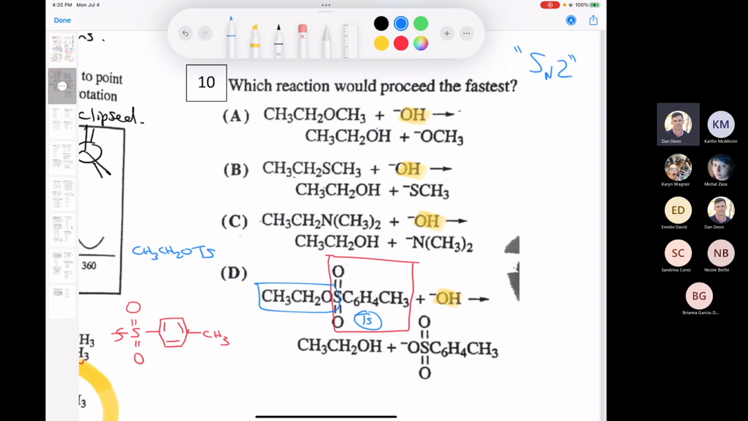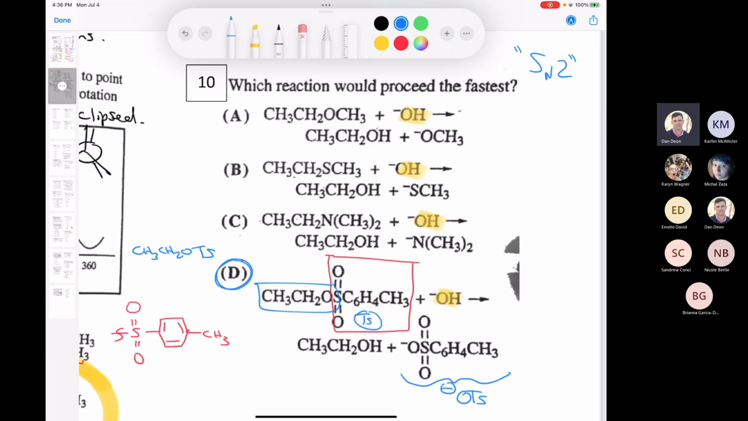And so this is the only thing here that's got a good leaving group. And so the SN2 for D is perfectly reasonable, right? Because a tosylate is a great leaving group. So what they have written here is OTs minus.